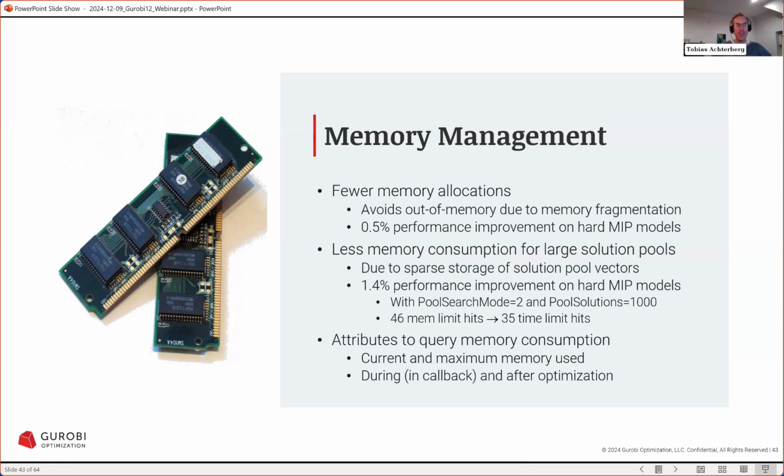And then we have added attributes for you to query the current memory consumption. So you can do that in the callback, but you can also do that after the optimization, querying what is the current amount of memory used and what was the maximum amount of memory used in that environment.